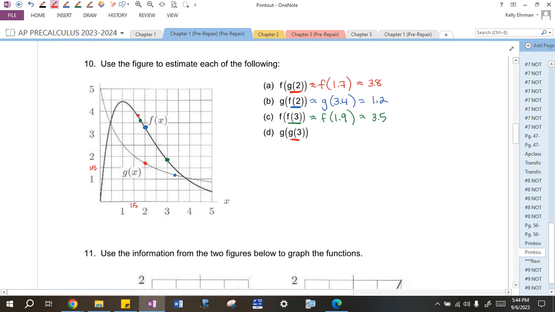Okay, last one, g of 3. Where do we hit g when we're at 3? A little higher than whatever I said for this. I said this was 1.2, so I'll call this 1.3. Go to 1.3, and where does the graph hit g again? So maybe like right here. It's a little bit above 2, not quite 2.5. I'll call it 2.3. You might say 2.25. That's fine too.